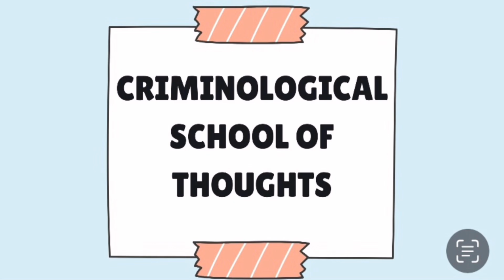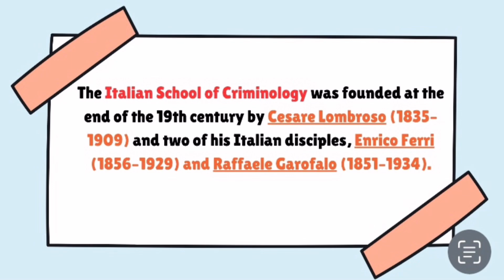Now, let's move forward to criminological school of thoughts. This is not a literal school. Moving forward, maiintindihan nyo kung bakit siya tinawag na school. First is Italian School of Criminology. Was founded at the end of the 19th century by Cesar Lombroso and two of his Italian disciples, Enrico Ferri and Rafael Garofalo.